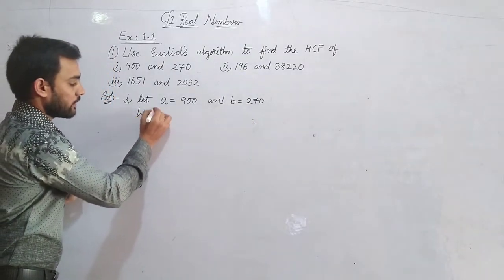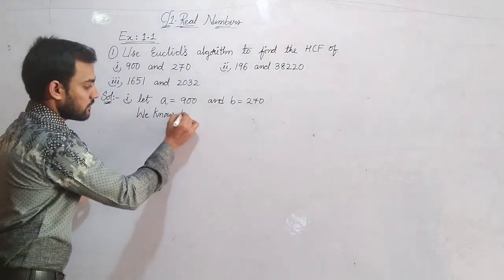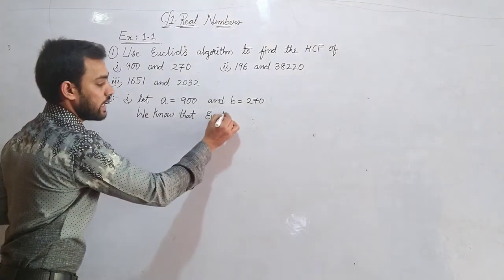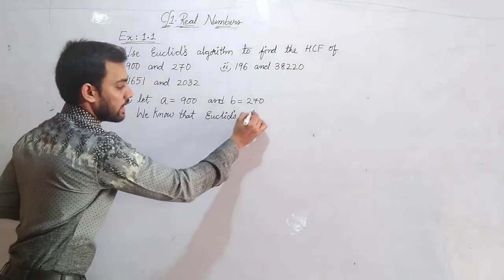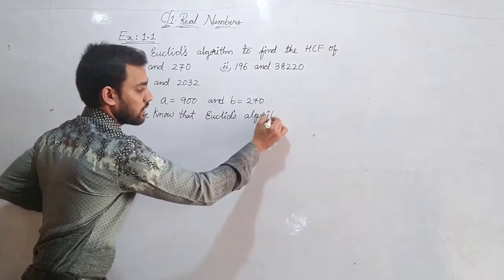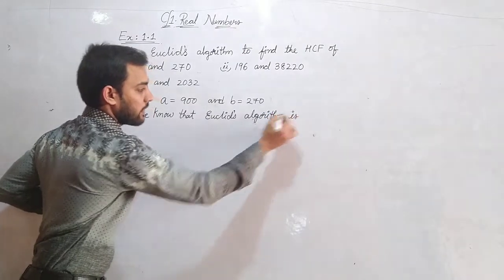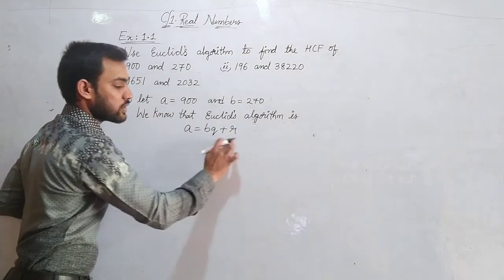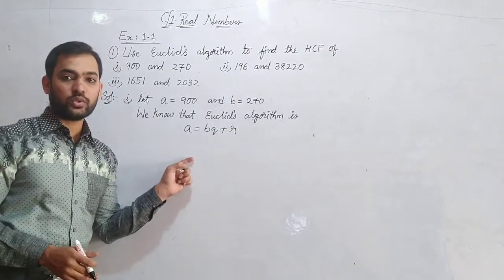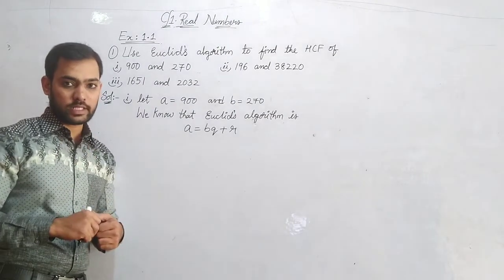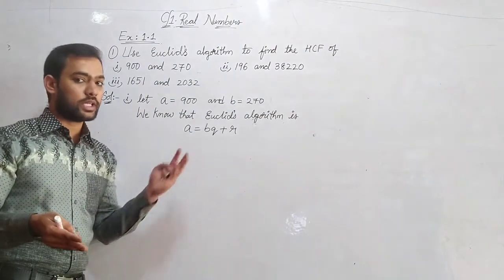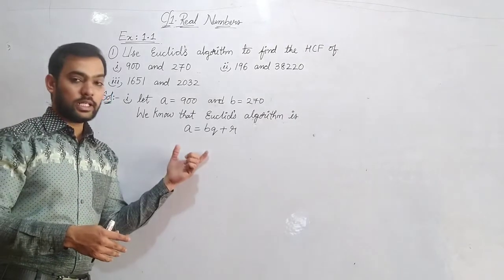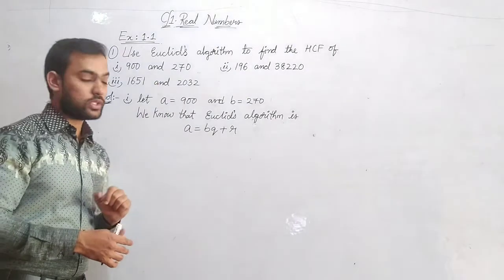Now we know that Euclid's algorithm is A is equal to BQ plus R. This is actually Euclid's algorithm that is used to find the HCF of 2 positive integers. If you have 3 positive integers, you cannot use Euclid's algorithm. You need to go for another thing, that is the prime factorization method. But here only 2 integers are there, so you can use Euclid's algorithm.